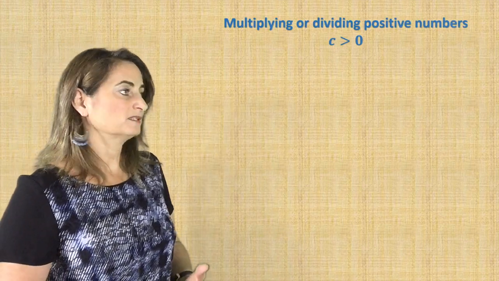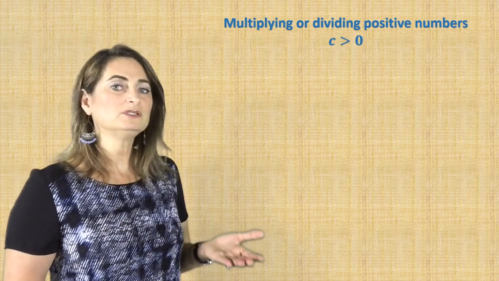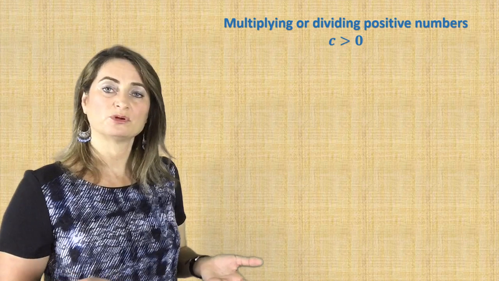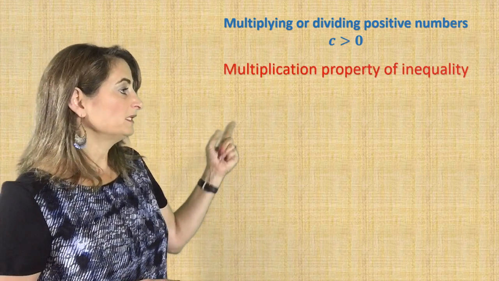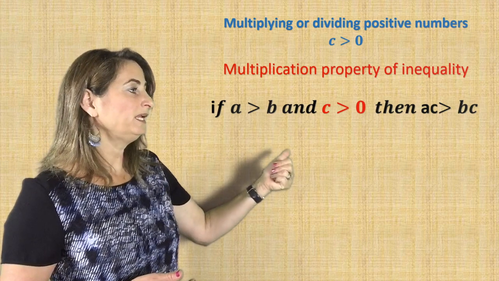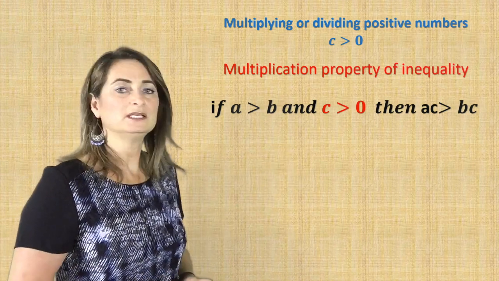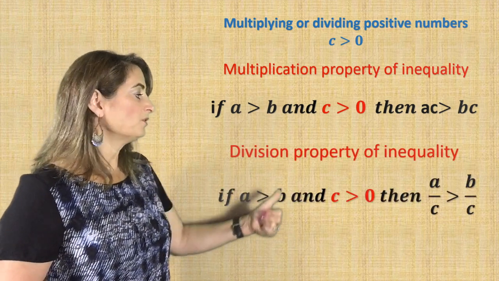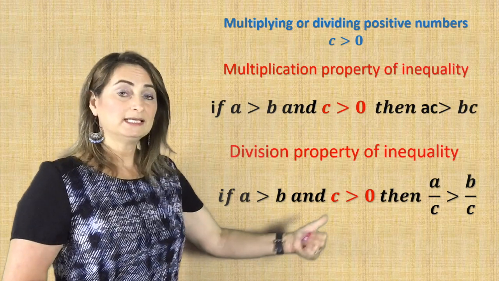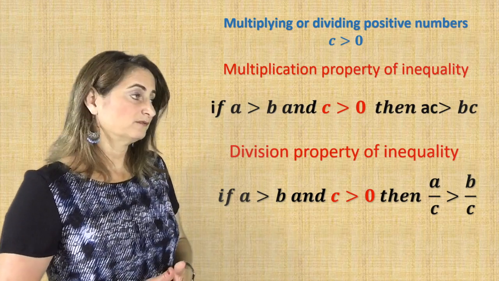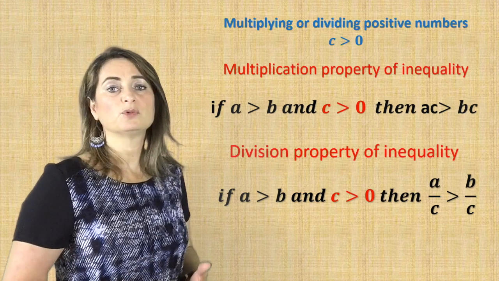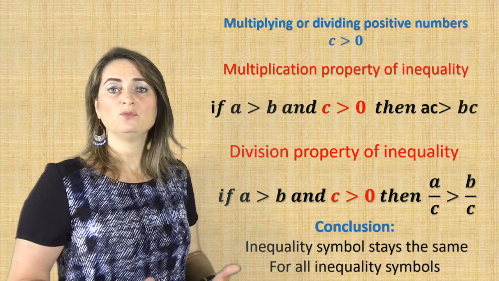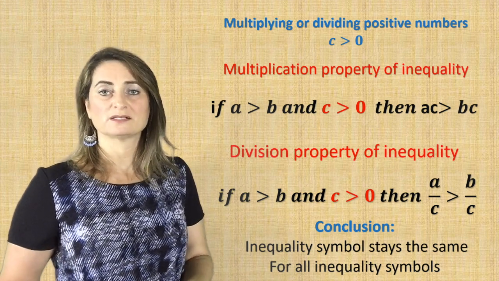Multiplying or dividing positive numbers, which means when you're multiplying or dividing C on both sides of the inequality, when C is a positive number more than 0. Multiplication property of inequality, if A more than B and C more than 0, then AC is more than BC. Division property of inequality, if A more than B and C is more than 0, that means all positive numbers, then A divided by C is still more than B divided by C. As a conclusion, the inequality symbol stays the same when you're multiplying or dividing with positive numbers.